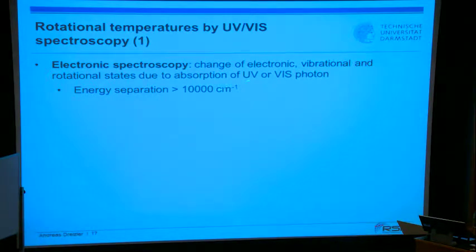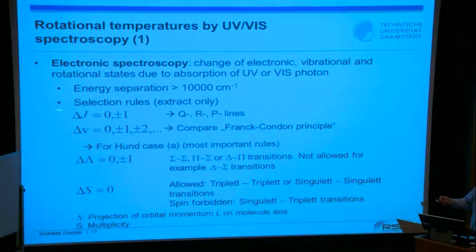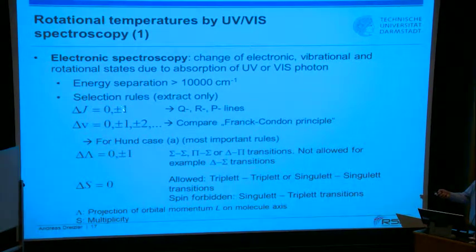And that is because of the energy separation given here again at higher photon energies, typically for us in the UV. Here as well you do have some selection rules, and this is only an extract. Again, you have a selection rule concerning the rotation number. It's not only plus minus 1, which we identified with R and P lines, but here as well delta J equals 0 with the Q lines are allowed.